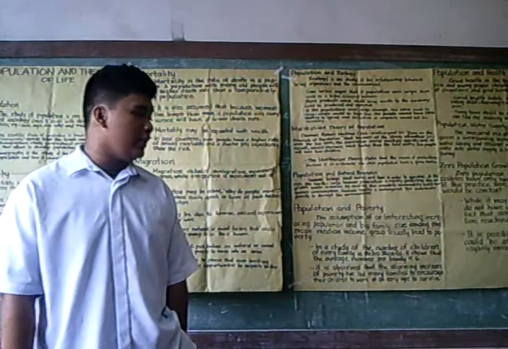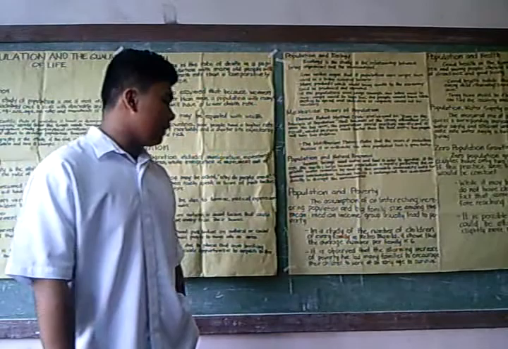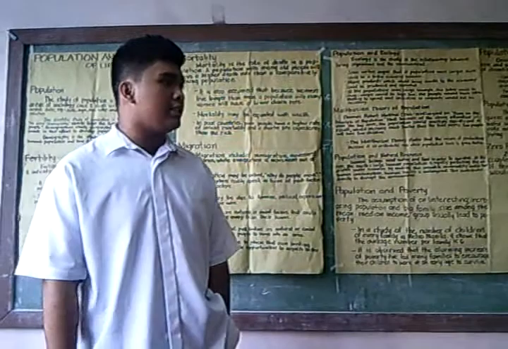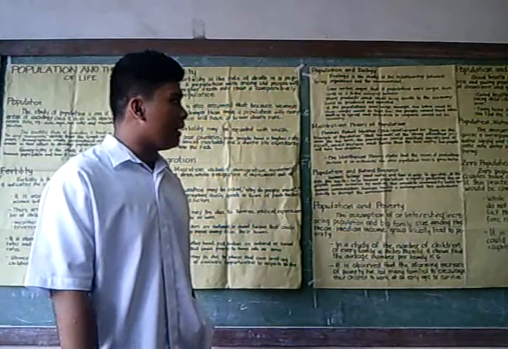Population and poverty. The assumption is that an increasing population means big families. If the family size among the low income group is large, it usually leads to poverty. In a study of the number of children in every family in Metro Manila, it shows that the average number per family is 6. It is observed that the alarming increase of poverty has led families to encourage their children to work at an early age to survive.